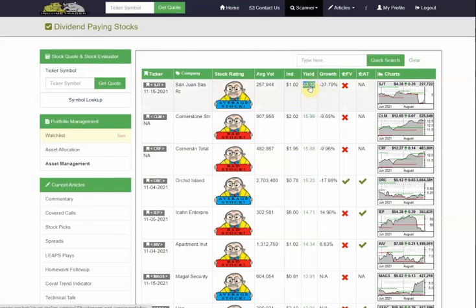So this stock here pays 23% a year. If you buy this stock, it doesn't even move a penny, you'll make 23% on your money. However, that dividend has been decreasing, and it's an average stock that's overvalued, and the trend's not in an uptrend.